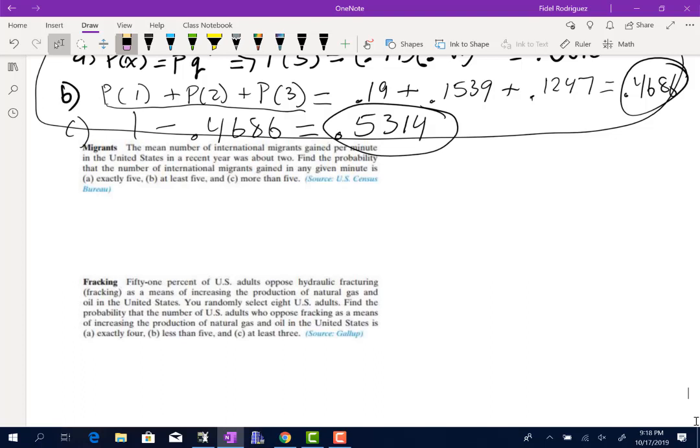It says the mean number of international migrants gained per minute in the United States in a recent year was about 2. All right, find the probability that the number of international migrants gained in any given minute is exactly 5, at least 5, and more than 5.